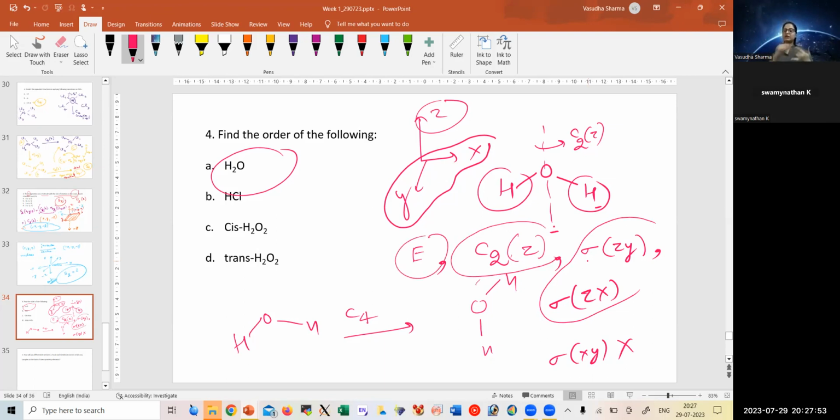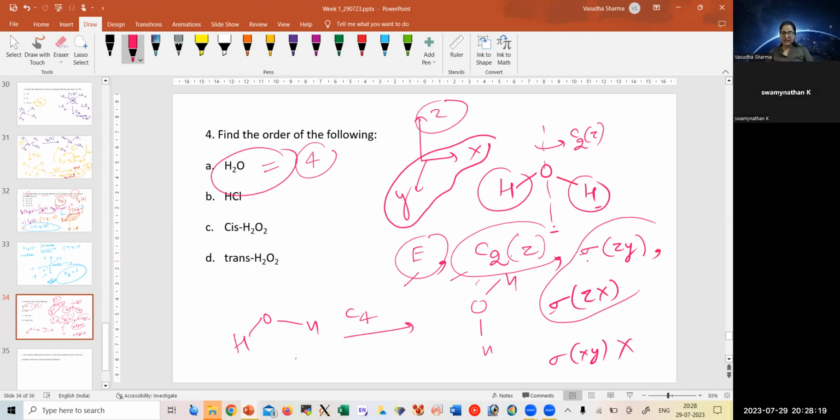Now you need to calculate all of them. As I told, C2Z will give you how many operations? One. Right. So one becomes orthogonal by identity. This is 1, this is 2, this is 3 and 4. So the order of your water molecule will become 4. Okay. Is it fine? Is it easy to calculate?